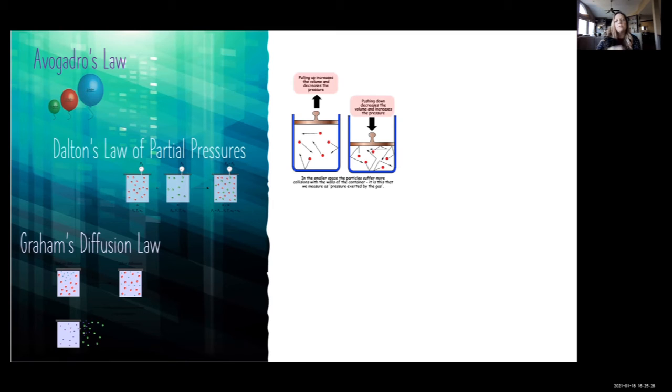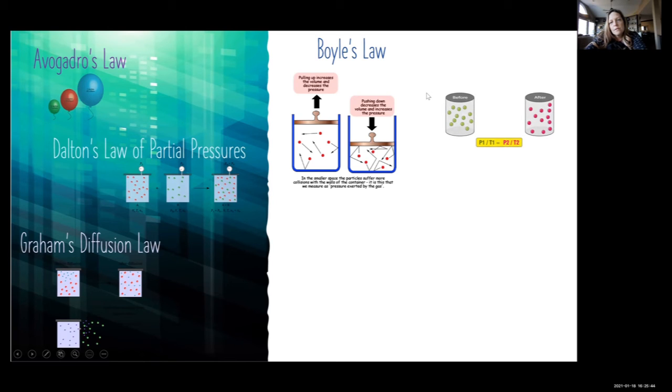Now what would this one be? Pulling up increases the volume, decreases the pressure. Pushing down decreases the volume and increases the pressure. Of course, that's Boyle's law. Remember, inverse. Look at your arrows. They even gave you arrows that go up and down. There's your inverse. P1 divided by T1 is P2 divided by T2. That's your Gay-Lussac's law.